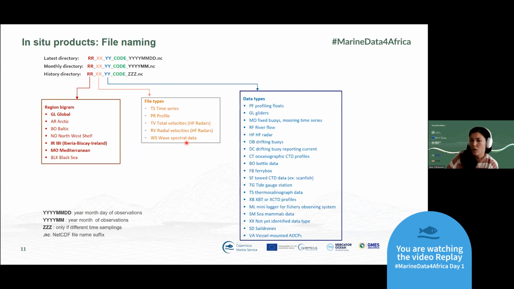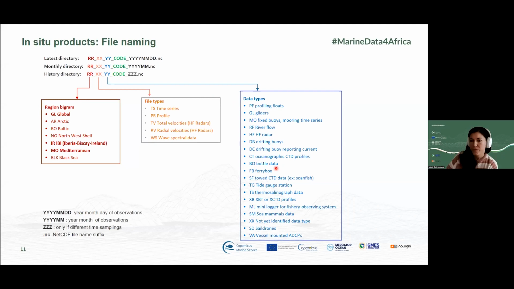The third bigram is the data type, if it is a mooring, if it is a ferry box, a bottle data. And the fourth one is the unique identification of the platform. It's a code that is used, and with this code, you will find this platform within Copernicus Marine Service. The last one indicates the date for the latest and the monthly files, which are separated per day inside the FTP service. And for history, we usually don't use a suffix, but when something is used, it's usually to describe the time sampling or some specific difference on this platform regarding a similar one with a similar code.